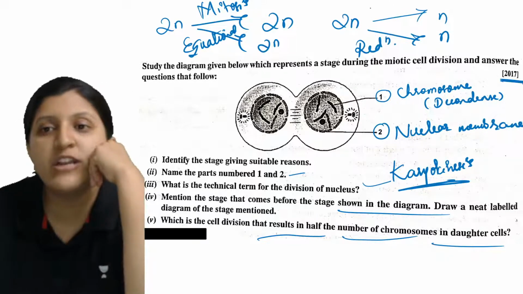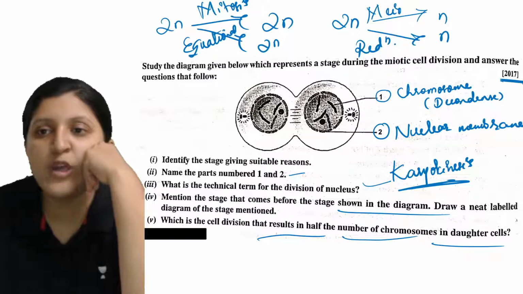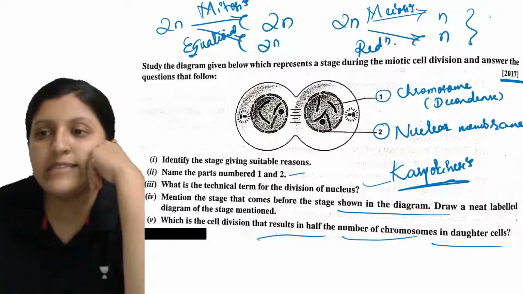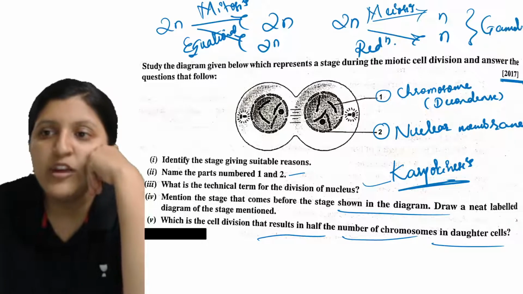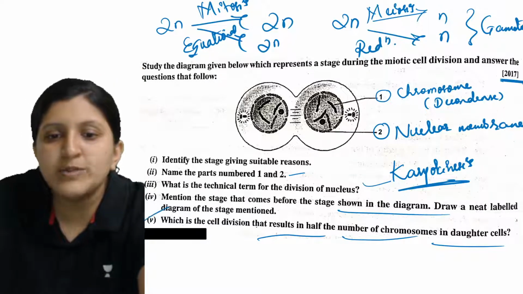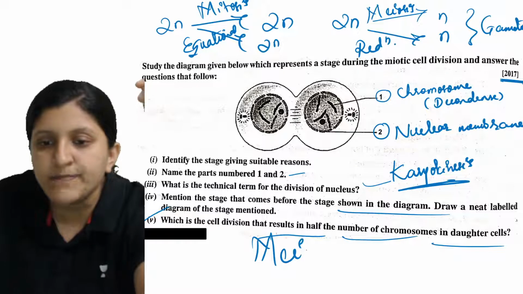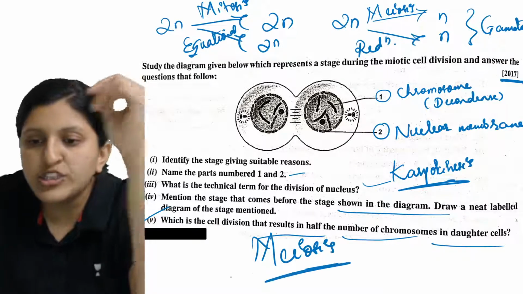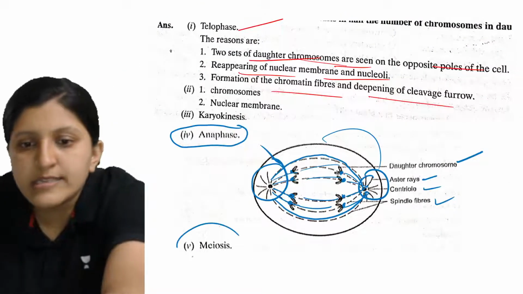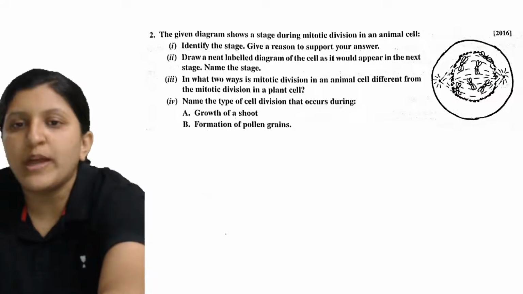If it is a reductional division, it is basically meiosis, where you can see this in gametes. Okay, so that means this one is basically meiosis. So meiosis is a reductional division. So you can see here this is the phase. So moving on to the next one.